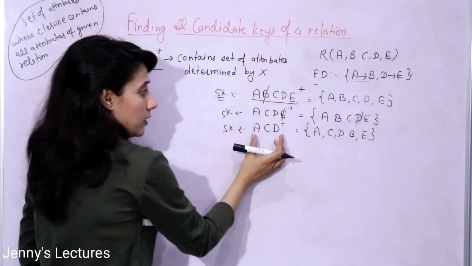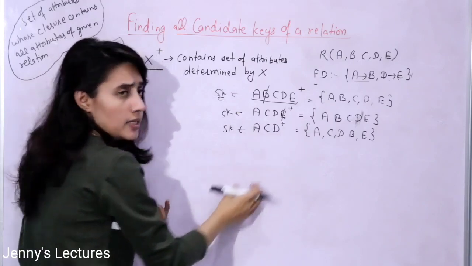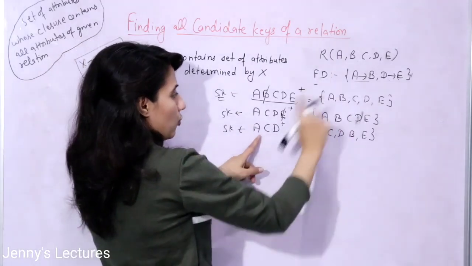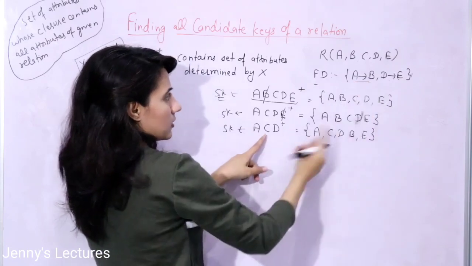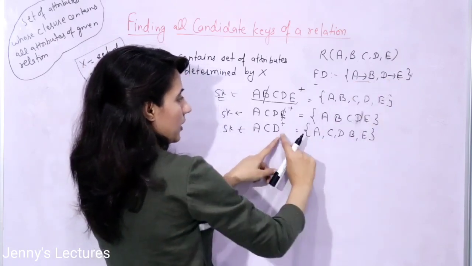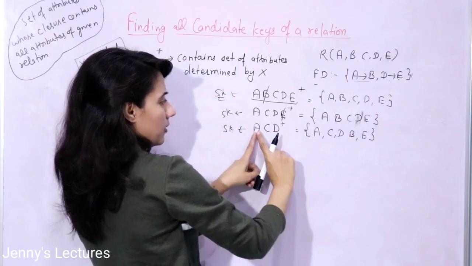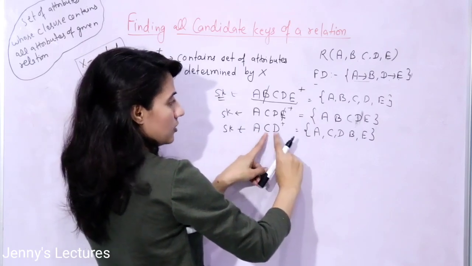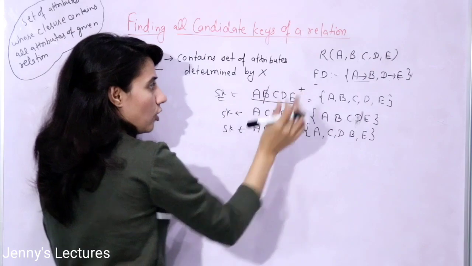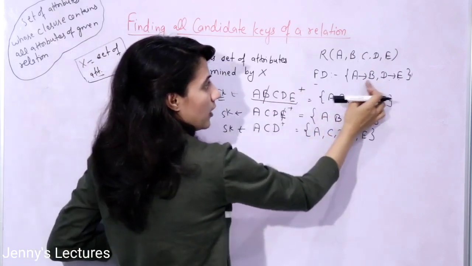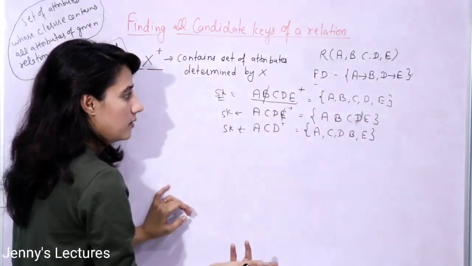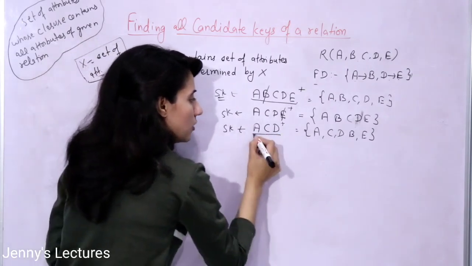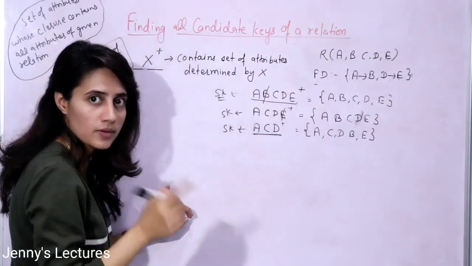You need to take care of how you can discard any attribute from a super key. Now see, can you discard something from ACD? No. A can determine B, but I have already discarded B. D can determine E, but I have already discarded E. I cannot discard either A, C or D, because I cannot determine ACD with the help of any functional dependency given here, right?